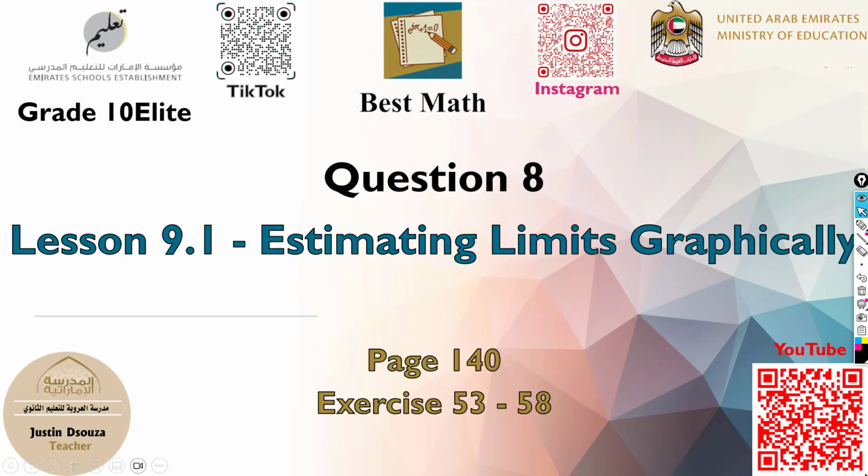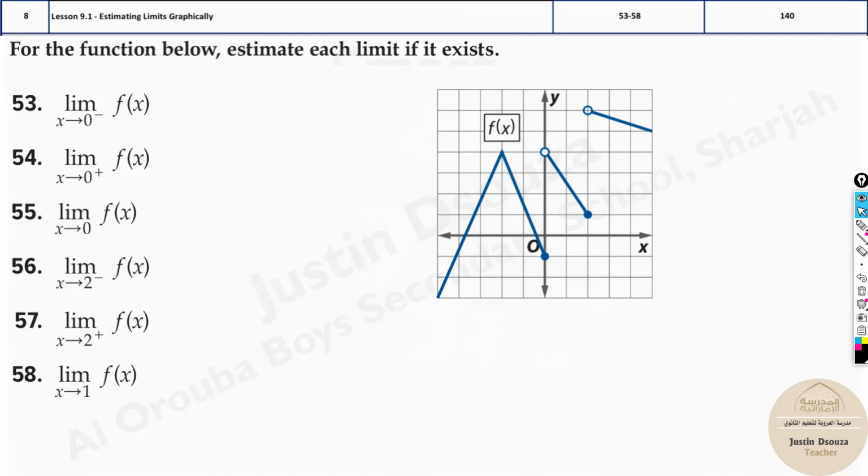Question 8 is about limits. It's estimating limits graphically. Though it's a simple problem, many students tend to get confused here. So now let us solve this in detail. First of all, let's understand what these writings are. If we have limit as x approaches or tends to 0 of f of x, I have not written the sign, I'll write it in a minute.